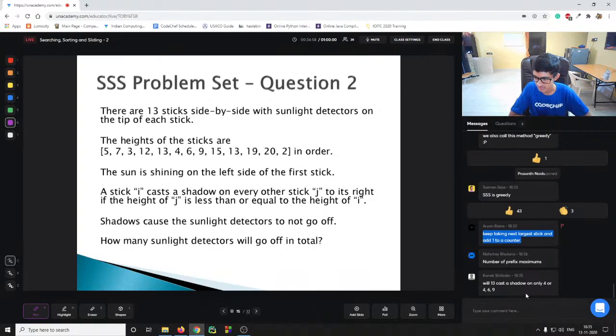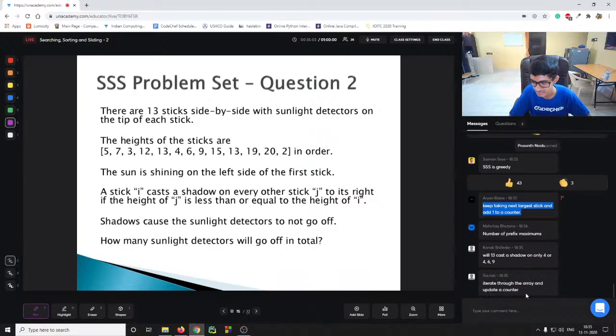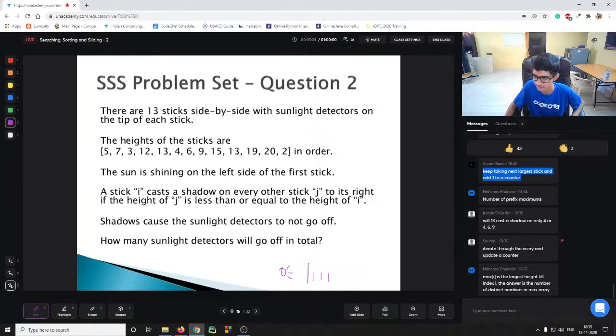So Kanak Shiledar asks, will 13 cast a shadow on only 4 or 4, 6, 9? It will cast a shadow on 4, 6, 9. So you can assume that the sun is directly adjacent to the first stick. So this will cast a shadow on every stick lower, even if it's after the next value. So this will definitely cast a shadow on every other value.